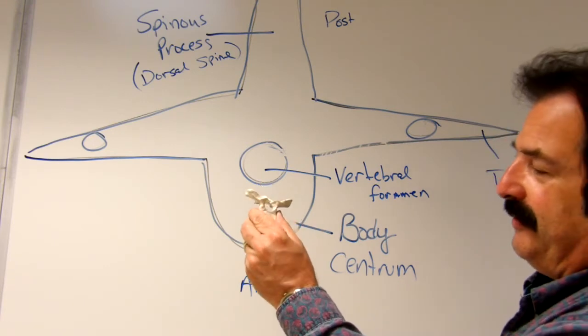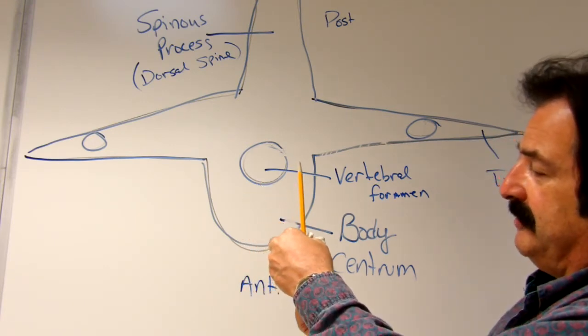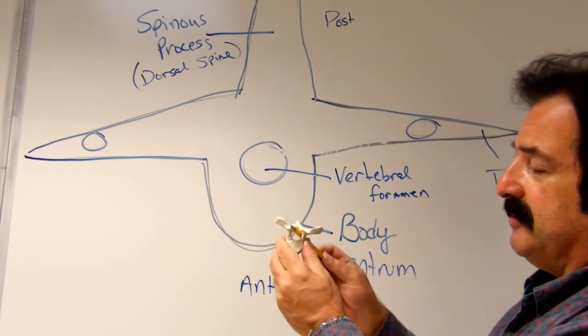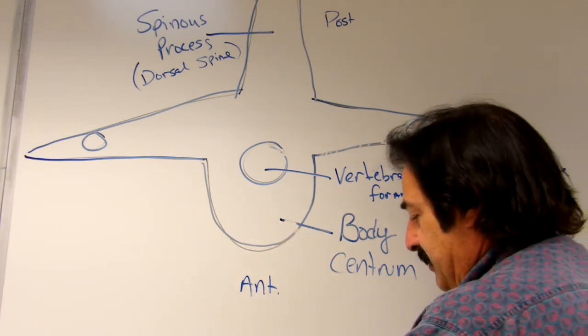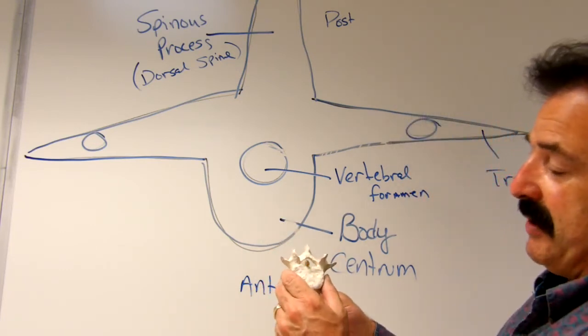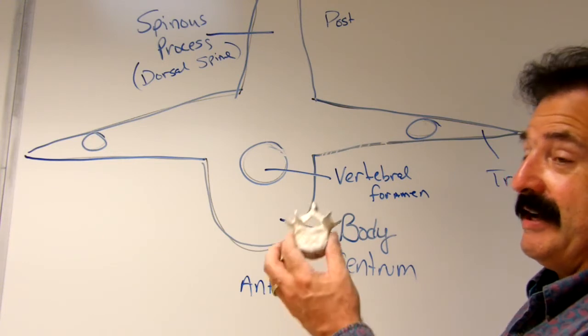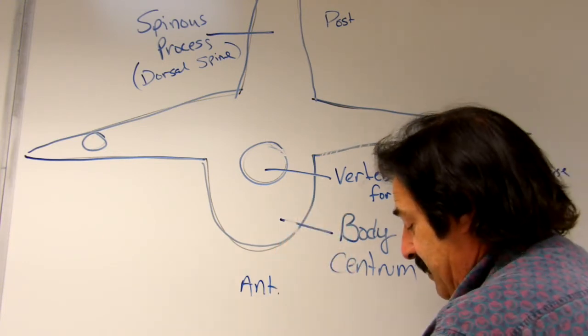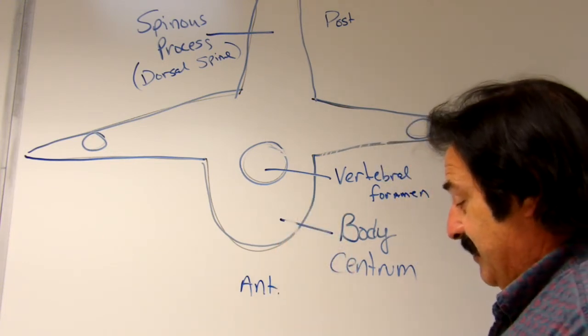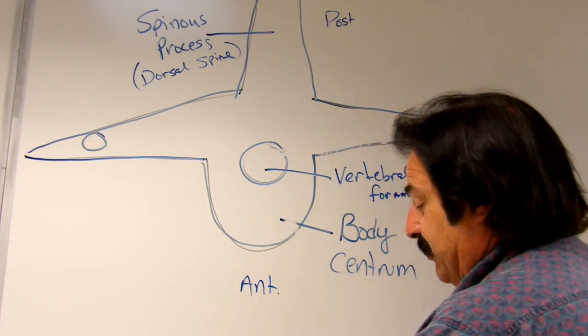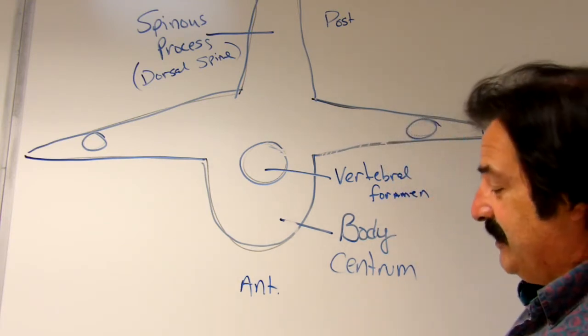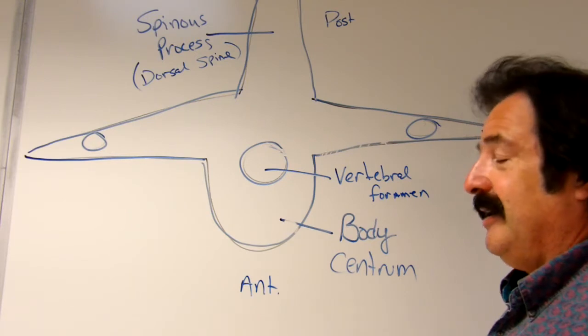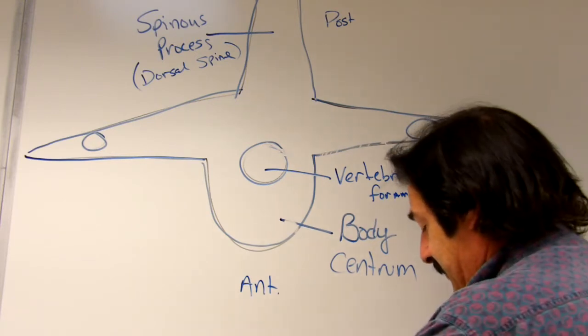Same for a thoracic vertebra. Spinal cord traverses through there. I need to point out again that the spinal cord doesn't quite make it all the way down to the lumbar vertebra. Okay. The spinal cord itself terminates well before L5 there.